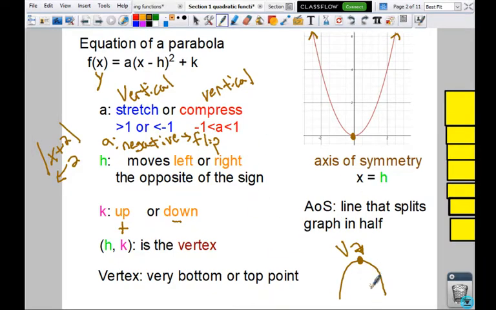So your axis of symmetry is x equals h. Basically, if you make a straight up and down line through your vertex, you have your axis of symmetry. When I draw the axis of symmetry, I usually dash it so I know that's what it is. This is my axis of symmetry in the green right here.